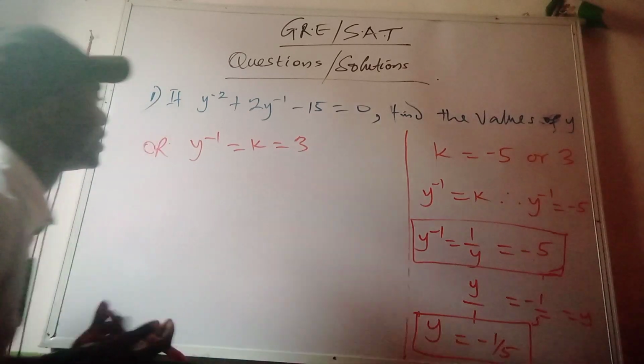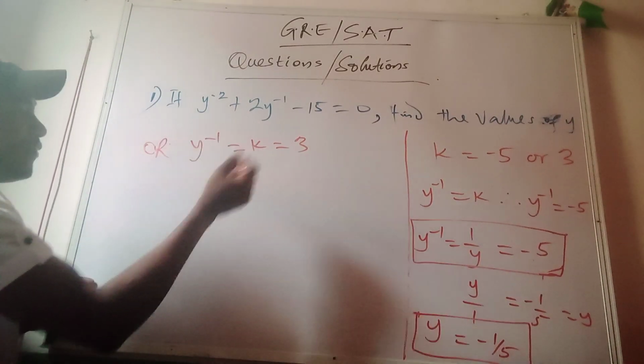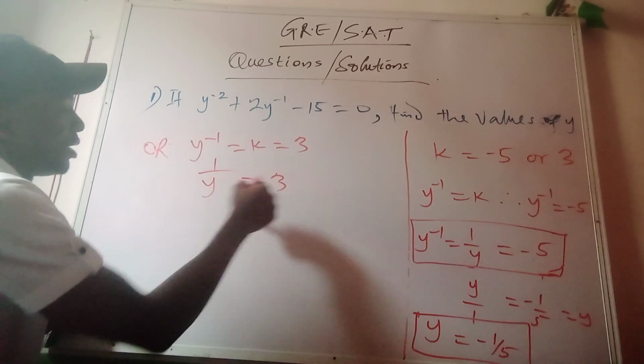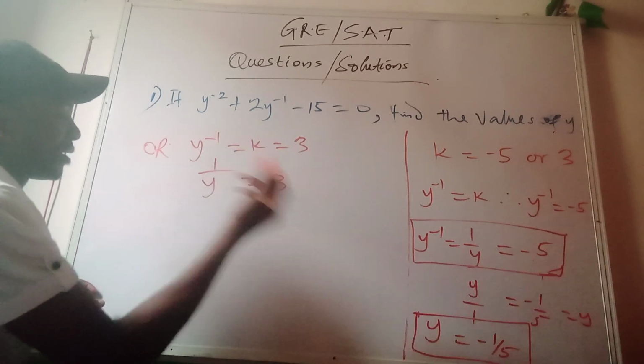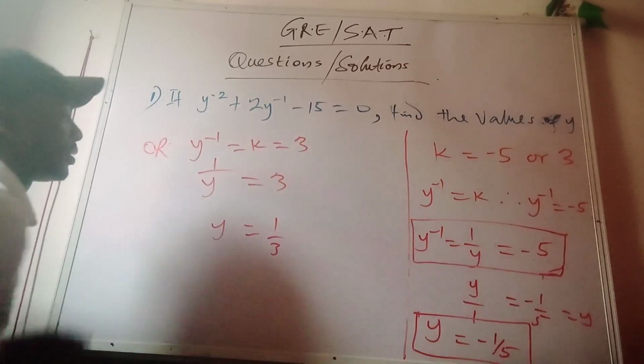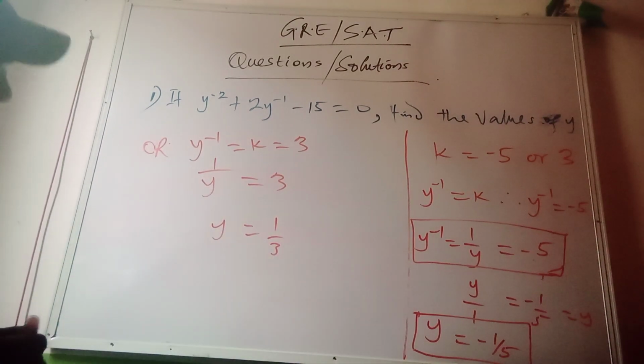So now we have this. We cannot have this the way I have just explained. This is the same thing as 1 over 1. This is equal to 3. You can turn it up or you can multiply and do whatever you want to do. So we have y is equal to 1 over 3. So we have it like this: y is equal to 1 over 3.